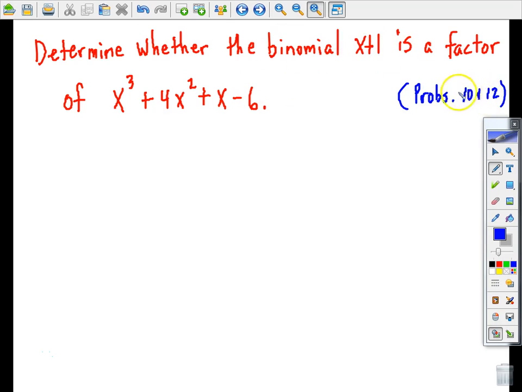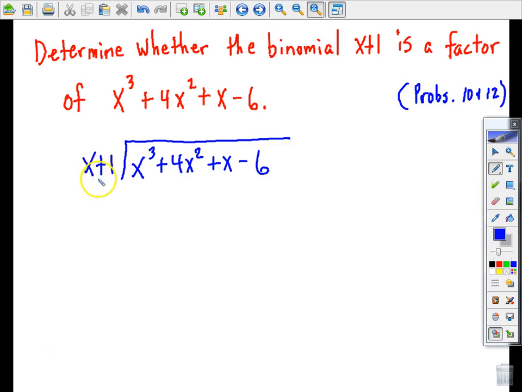You're going to do two of these problems, numbers 10 and 12 look just like this. The question is: is this binomial a factor of this trinomial? Well, we're going to do long division, and the goal is, if I can do long division and end up with a remainder of 0, then the answer to this question is yes, x plus 1 is a factor. If I end up with a remainder that is not 0, then the answer will be no, it's not a factor. So let's see what we get when we divide.